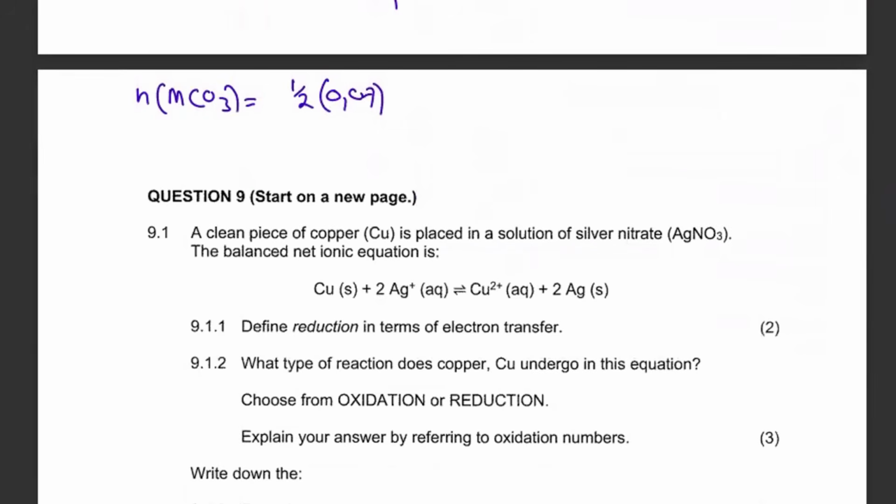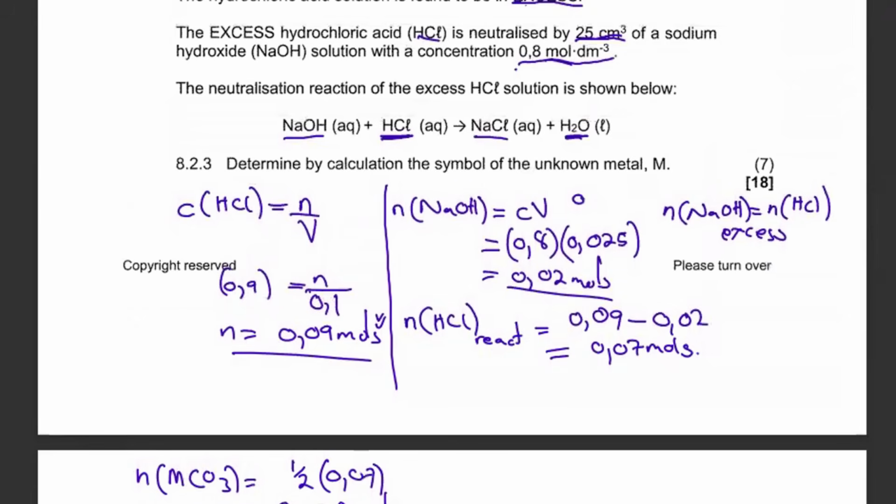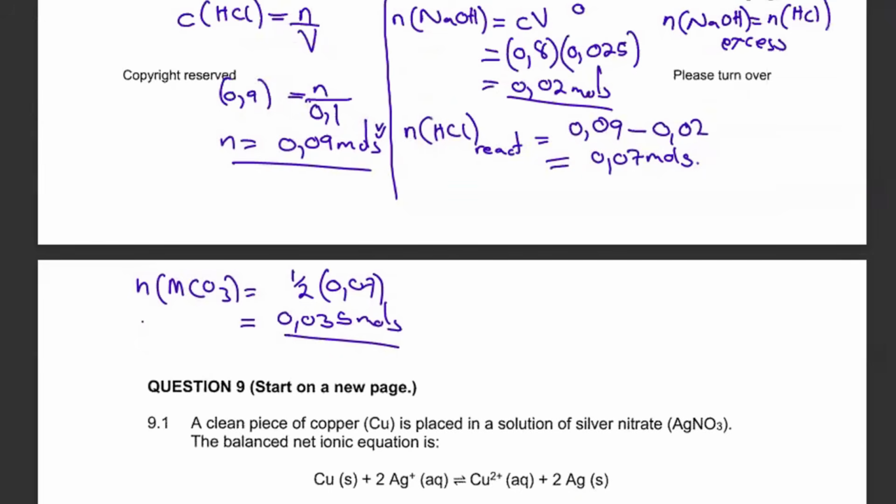So if we divide there, it means the number of moles here is going to be what? Half of 0.07. We're going to get 0.035 moles, right? So these are the moles that we're having. Let's go back to refer to the question. It says, determine by calculation the symbol of unknown metal M. So we're looking for the symbol of unknown metal M. For us to get that, at the end of the day, we need to know the molar mass of this one, right?